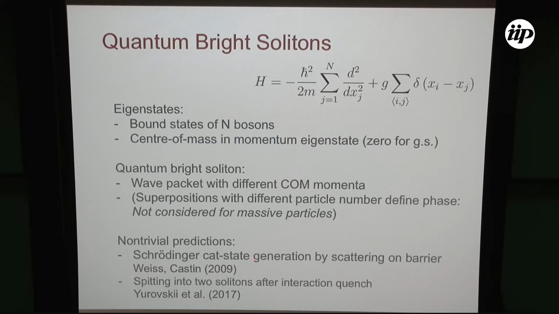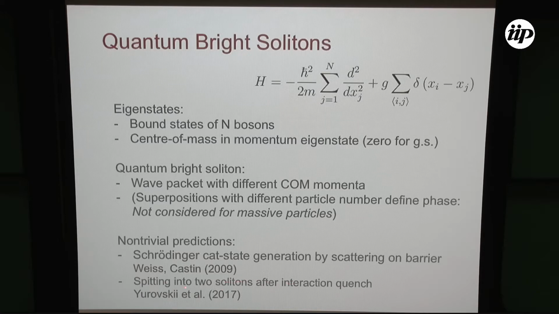There are some non-trivial predictions that say you could create a Schrödinger cat state by scattering a soliton off a very, very tiny impurity that does not affect the relative wave function, does not affect the bound state, but just does some interferometry on the center of mass and splits it in two. I think that would be very hard to do experimentally.